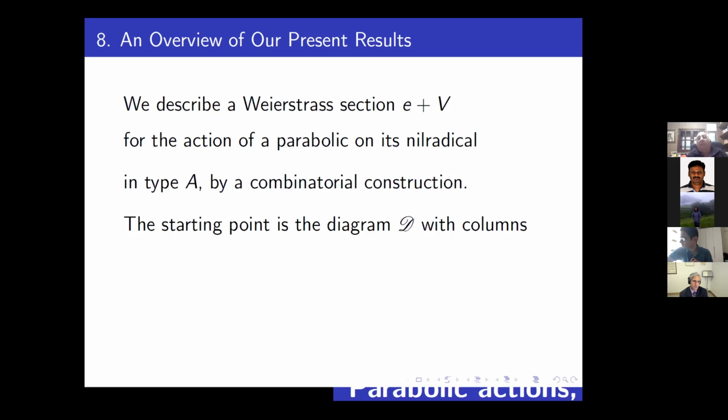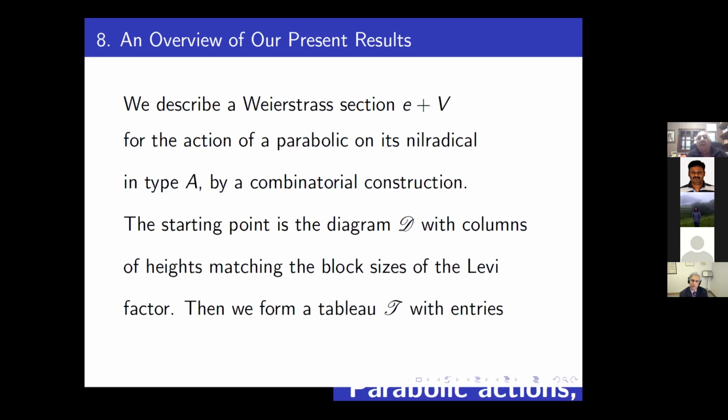So what's the starting point? The starting point of this combinatorics is the diagram D, defined to have columns of heights matching the block sizes of the Levi factor. Then we form a tableau with entries from 1 to n, which increase down the rows and along the columns. So that's our basic object, this tableau with entries from 1 to n, increasing in the standard sort of way.